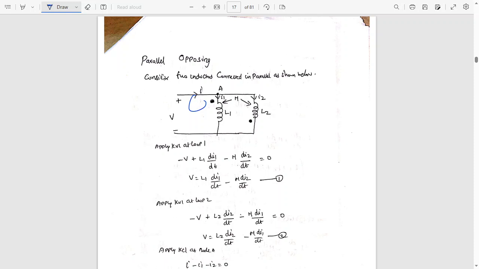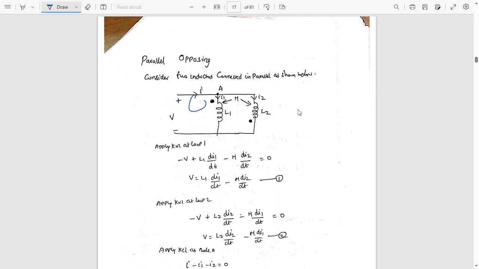Here I am going to talk about parallel opposing connection, and we are going to consider two inductors which are connected in parallel opposing fashion. I am going to find the equivalent inductance for the two inductors connected in parallel opposing connection. Before going into the derivation, let me explain how the self-induced voltage and mutually induced voltage are written.